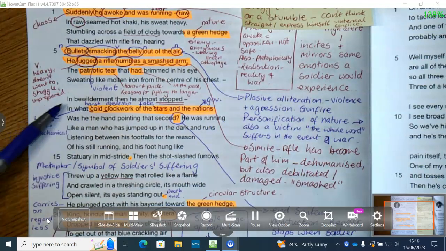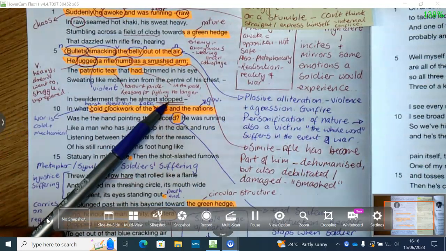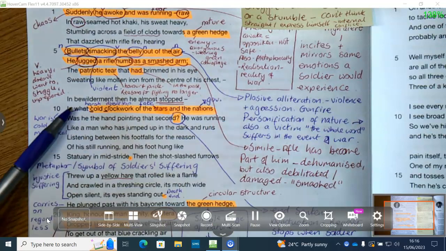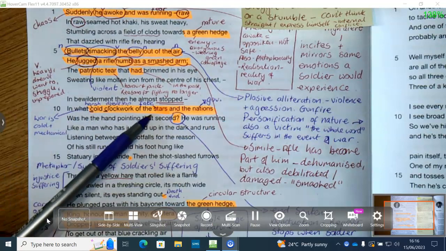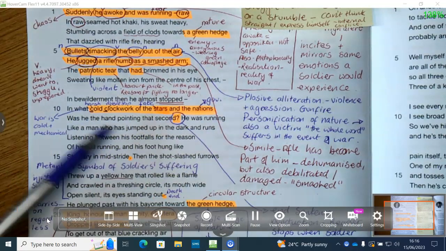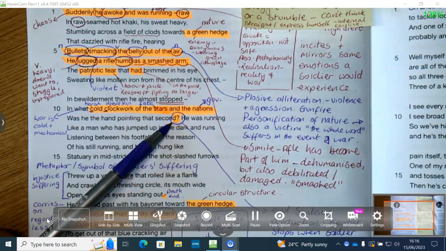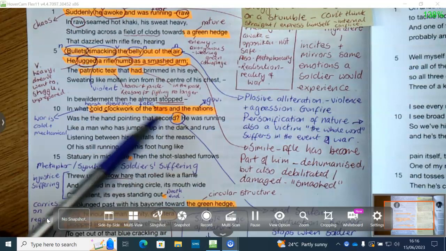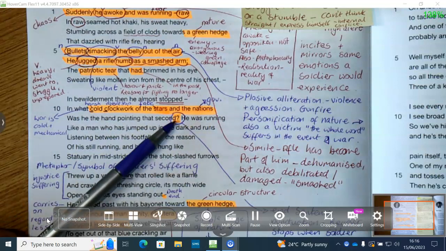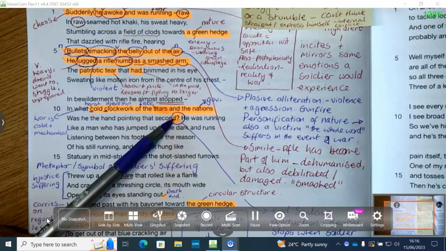Then we move on to verse 2, where the soldier stops. And he thinks, in what cold clockwork of the stars and nations was he the hand pointing that second? Now again, we need to introduce brevity to our quotations. We're not going to remember the whole thing, but if you can remember cold clockwork of the stars and nations and the rhetorical question mark, that's going to be really important.